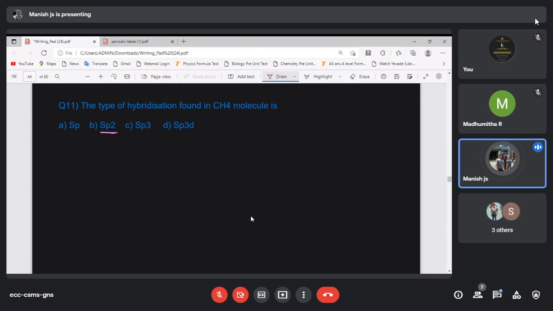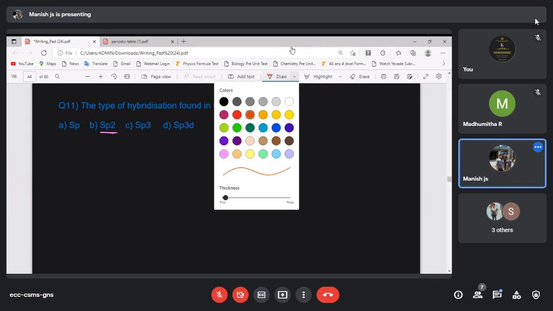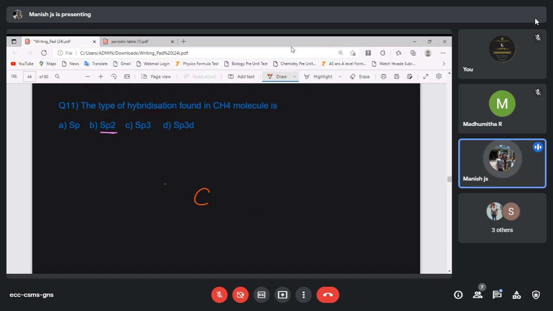So you will see this. One second, children. Now, why is it sp3? Because for that you will have to go with respect to the structure. If we look at the structure, the carbon atom is in the middle and you have 4 hydrogen atoms, right? So let me show it.